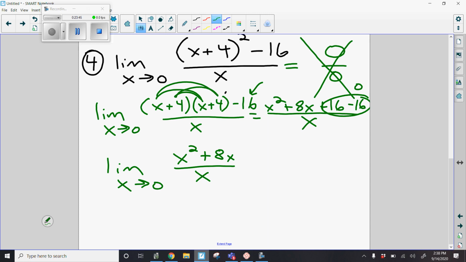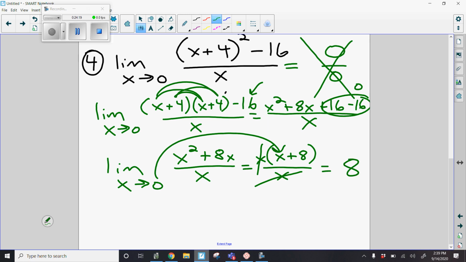Now this is nice because every term does have an x. Now I can factor out an x from the top and cancel it with the x on the bottom. So factoring out an x on top, I'm left with x plus 8. And now, since I have multiplication, I can cancel those two x's. After you do your cancellation, go ahead and plug in 0 for x. Plugging in 0 here, 0 plus 8 equals 8.